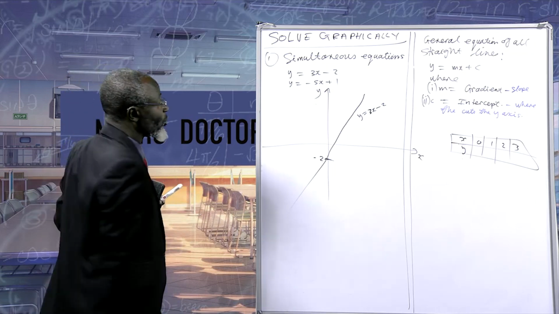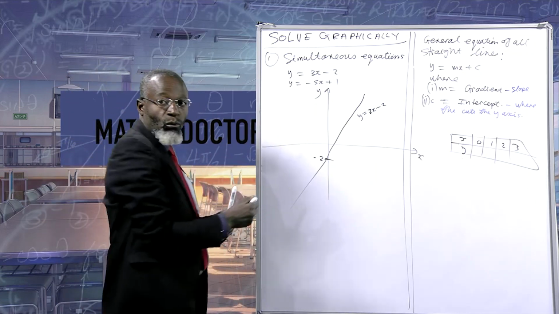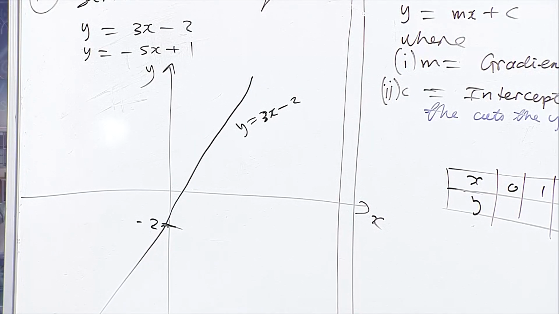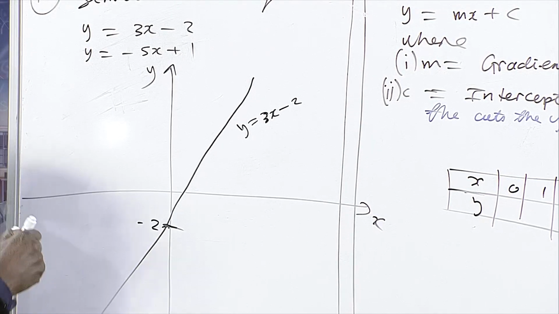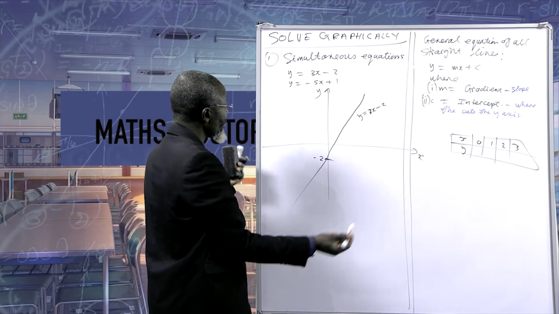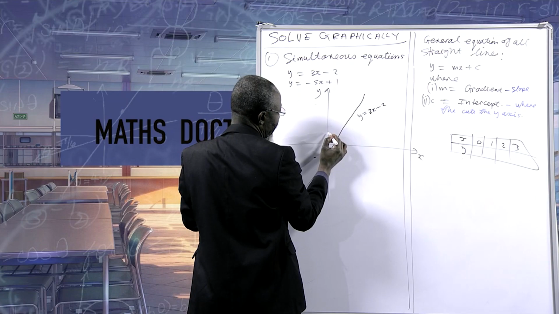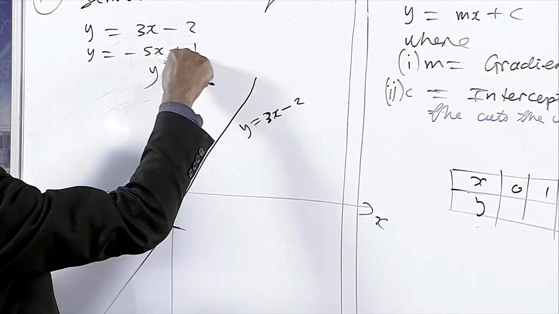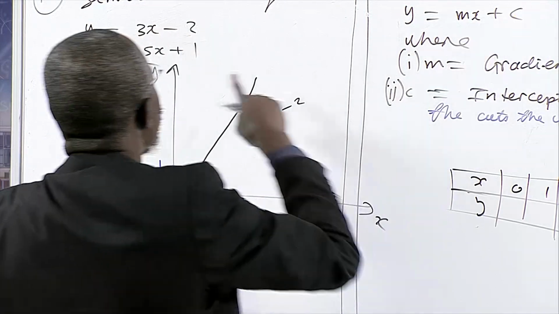The next thing now is to draw the other one. This is the other line, which is y is equal to -5x plus 1. How do I draw this? You can try it wherever you are. It will definitely cut here at +1. Why am I saying it cuts at +1? Because the intercept is 1.